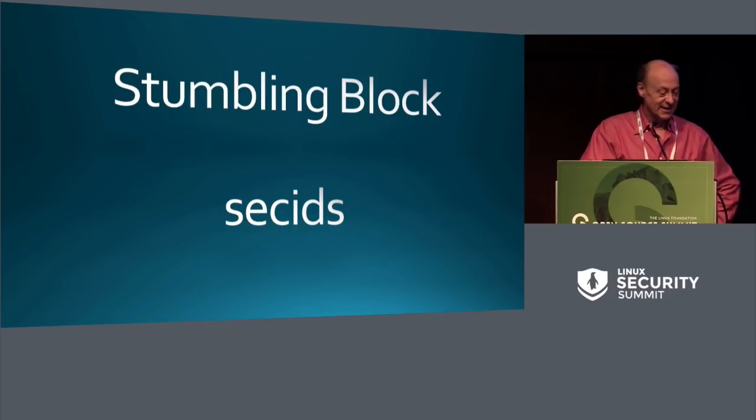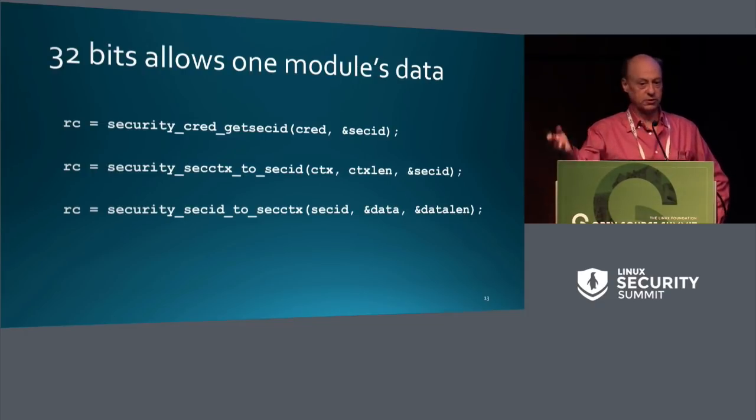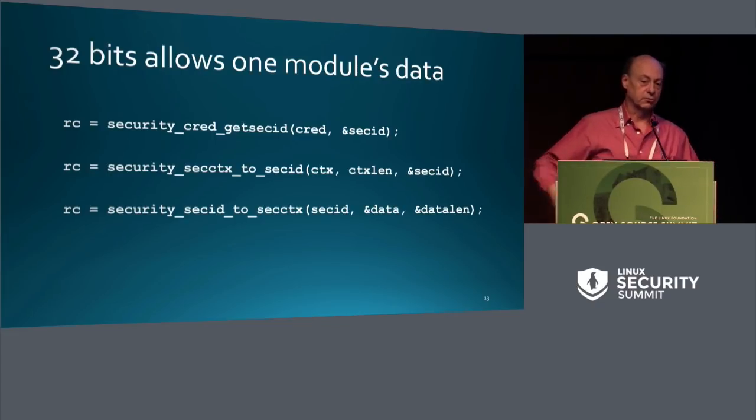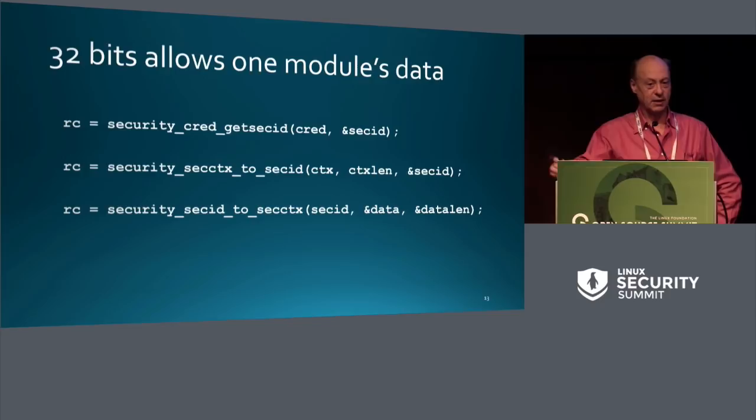thank you, James. Well, a sec ID is a 32-bit quantity that identifies the security information associated with an object or a packet or some other set of information. But each of the security modules that uses sec IDs wants the whole thing. Unfortunately, if you have two modules that use sec IDs, that's 64 bits of information, and we still haven't figured out how to get 64 bits into a 32-bit integer.